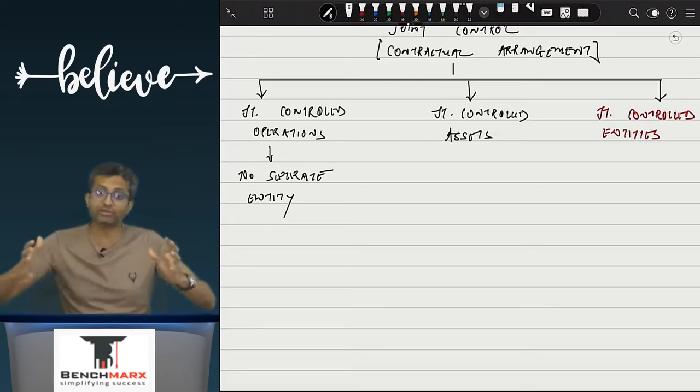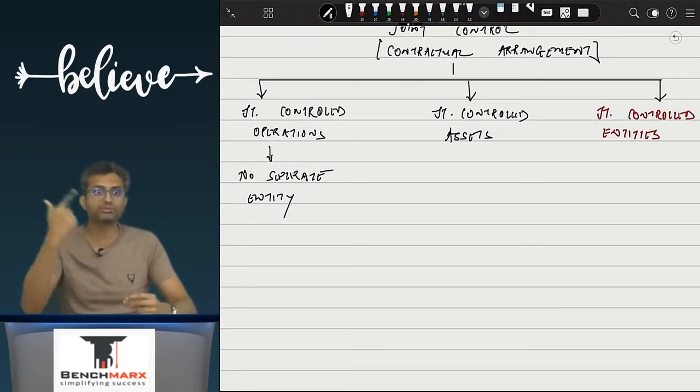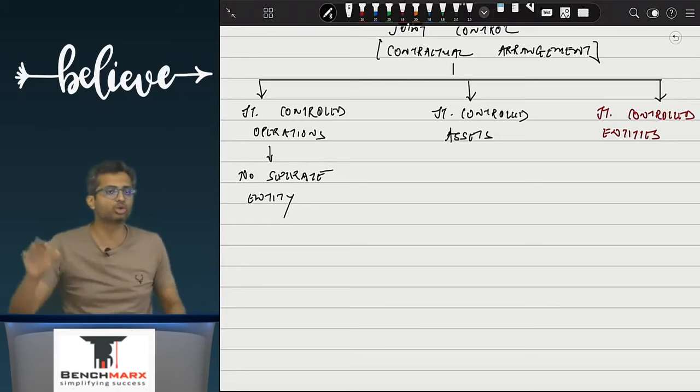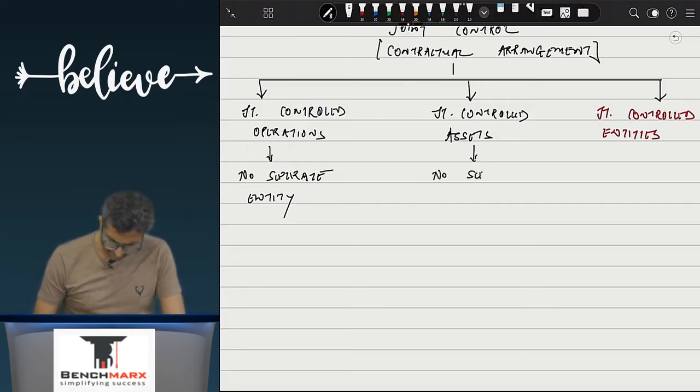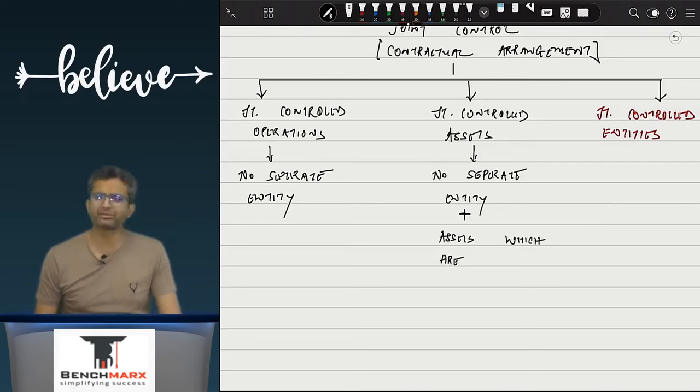Then if things are going well, I will buy assets. And then if things are going really well, I will set up a company and do the working using the company setup. And as a result, there's a jointly controlled asset. When I look at a jointly controlled asset as well, there is no separate entity even over here. However, there are assets which are jointly owned. Have you heard about assets being jointly owned?